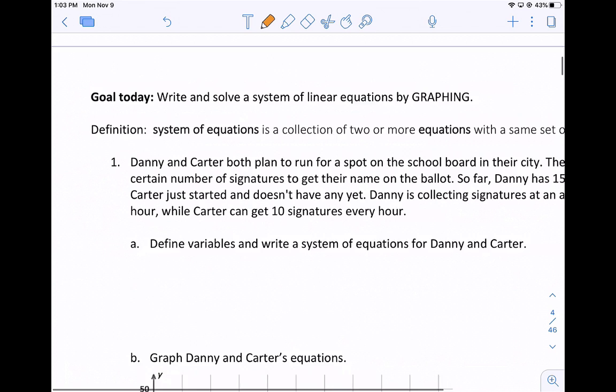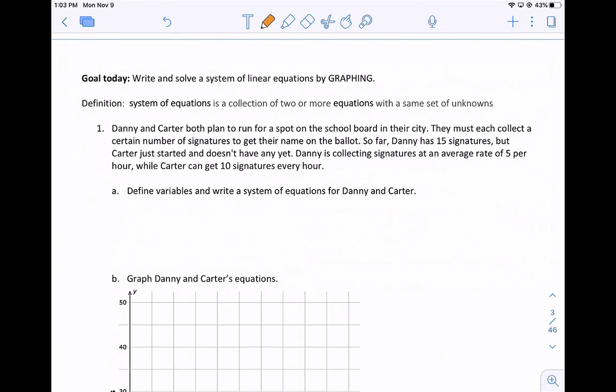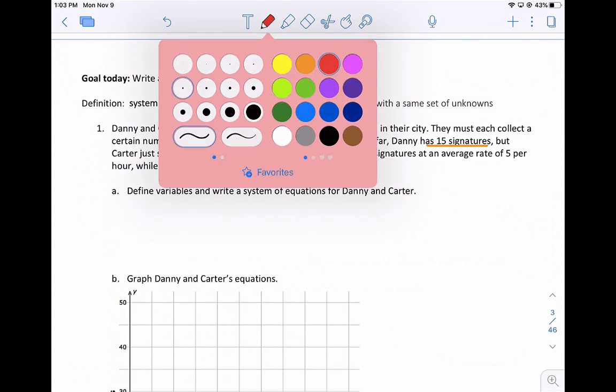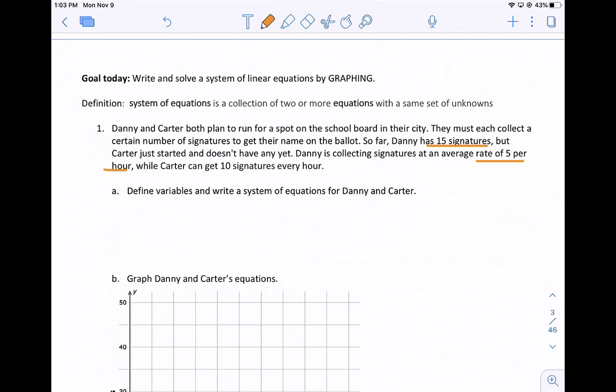Danny and Carter both plan to run for a spot on the school board in their city. They must collect a certain number of signatures to get their name on the ballot. So far, Danny has 15 signatures, but Carter just started and he doesn't have any yet. Danny is collecting signatures at an average rate of 5 per hour, while Carter can get 10 signatures an hour. Can you define variables and write a system of equations for Danny and for Carter?